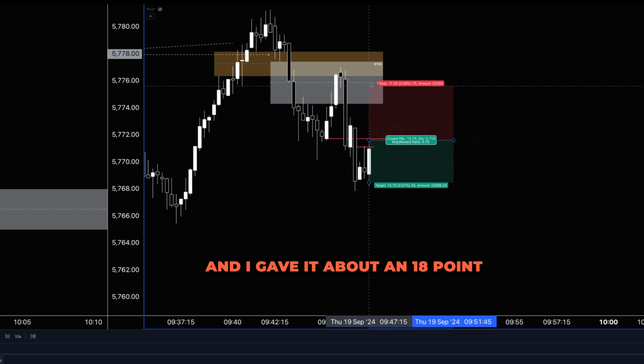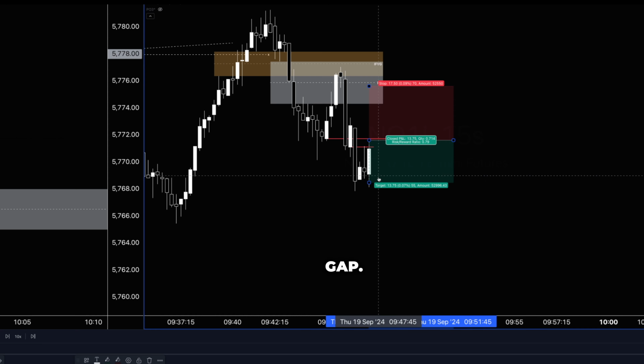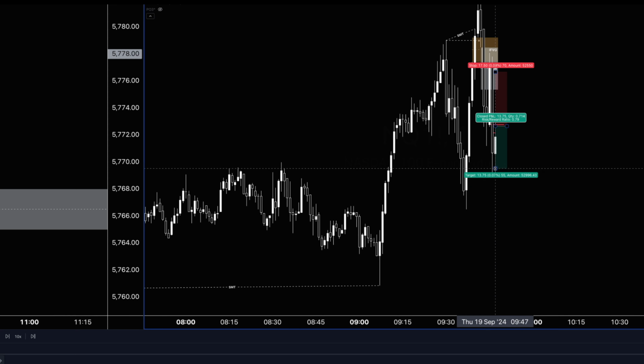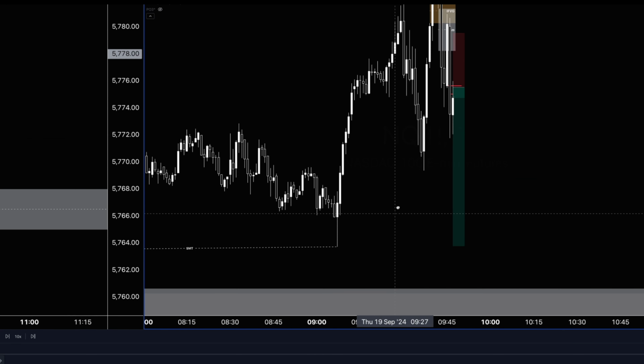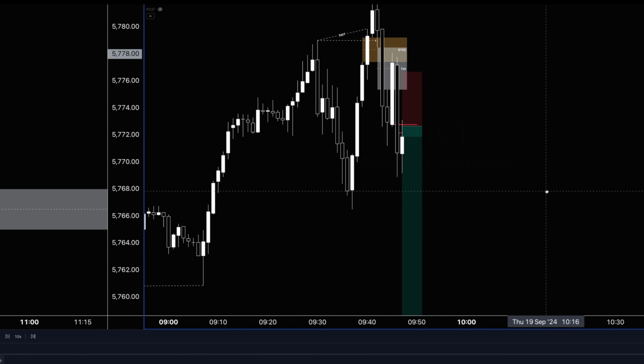And I gave it about an 18-point stop. So basically above this 1 minute, not this 1 minute, the 15-second fair value gap. And I was targeting these lows all the way down here. And we also had this 1 hour fair value gap. So that's also my target. And that's where I took all my position out.